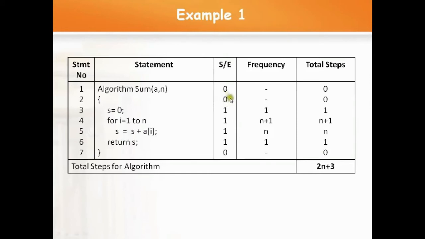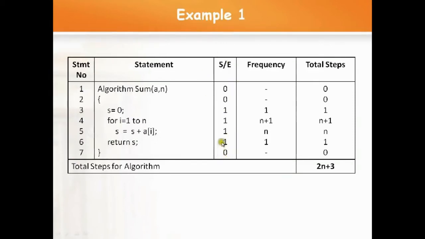The second line is also not executed, hence it is written as 0. The third line, s is equal to 0, is an executable statement. For i is equal to 1 to n is also an executable statement. S is equal to s plus a of i is also an executable statement. Return s is also an executable statement. Closing braces is not an executable statement.